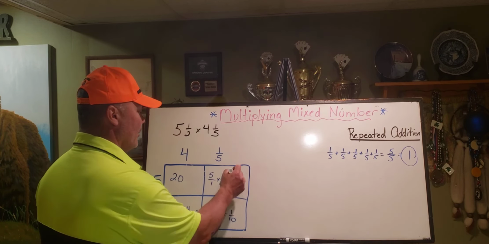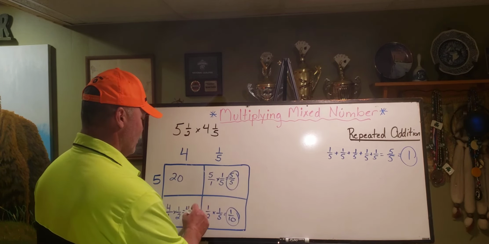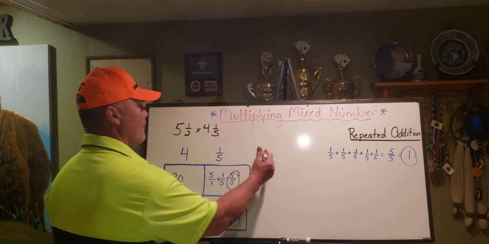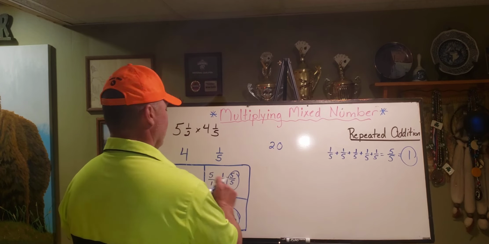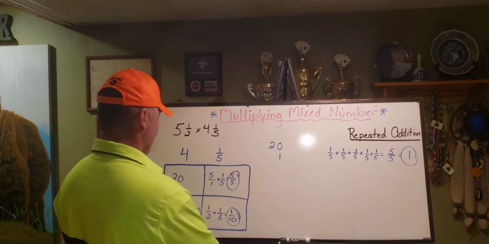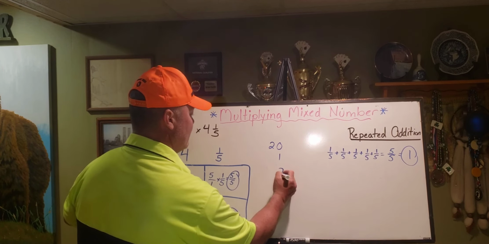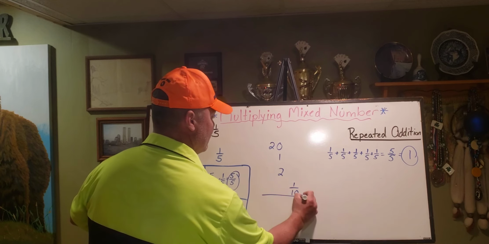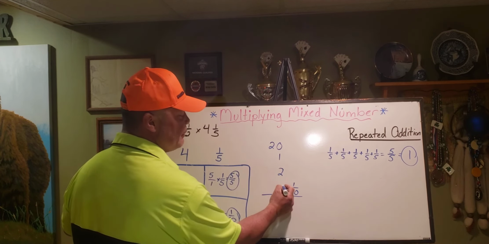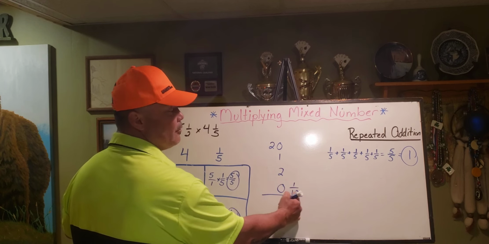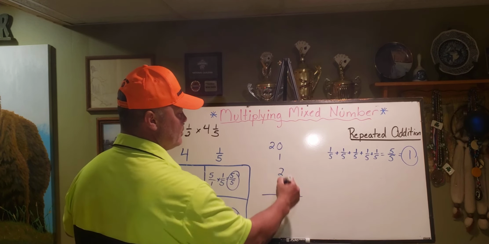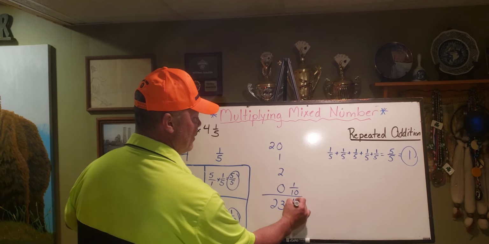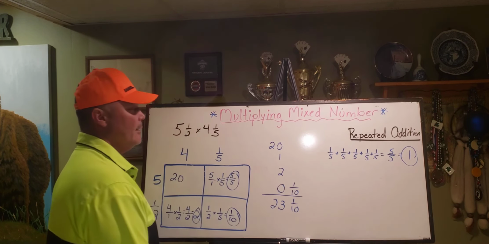And now I have to add up all my sums, all my products. So I have 20 plus 5 over 5, or 1, plus 2, plus 1/10. The reason I place 1/10 over here is that it's really less than a whole, so it's 0 and 1/10. So 1 plus 2 is 3. Bring my 2 down, 20, 23, and 1/10 is my complete product.